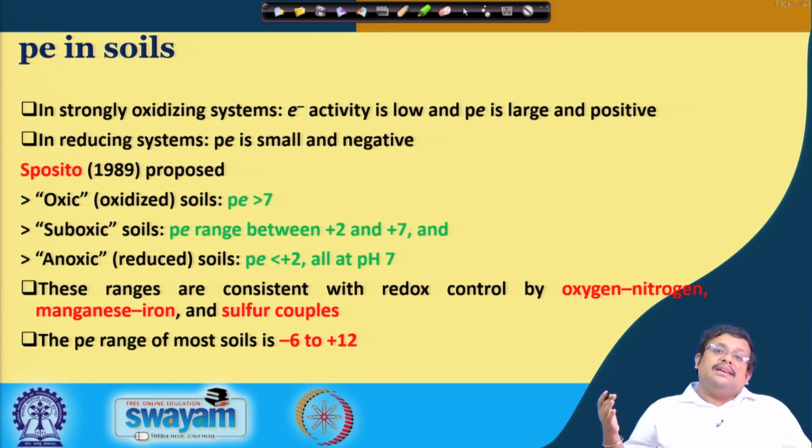Now, that is why in defining the redox reaction in submerged soils or anoxic soil, we generally use pe sometimes instead of Eh. It varies from -6 to +12. However, in oxic soil the range is greater than 7. In case of suboxic soil or periodically saturated soil, it varies from +2 to +7. However, in case of anoxic soil, it is less than +2.